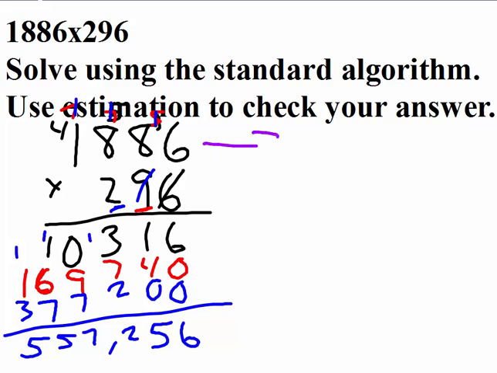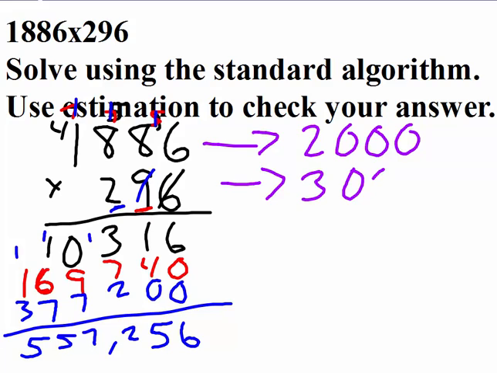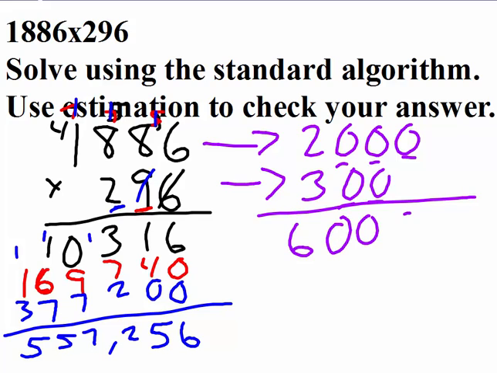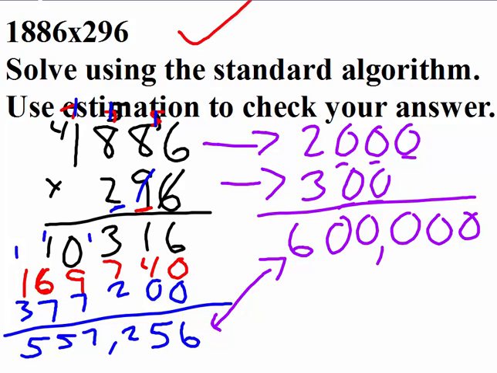This number is about 2,000. This number is about 300. So I multiply them together. 6 with 1, 2, 3, 4, 5 place values. These numbers are close together, so I can assume that I estimated correctly. My answer is probably correct because my answer is close.